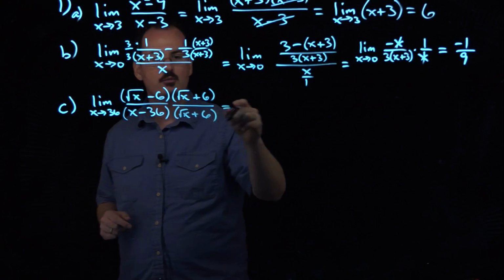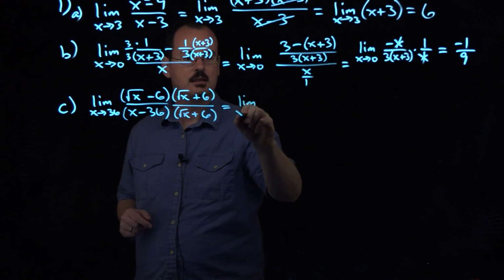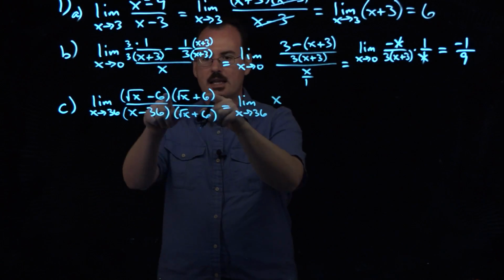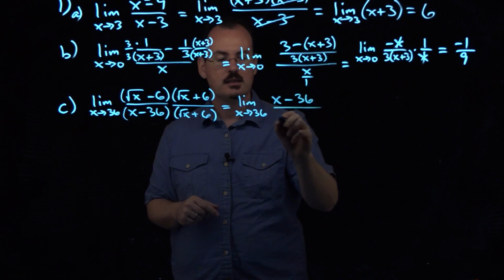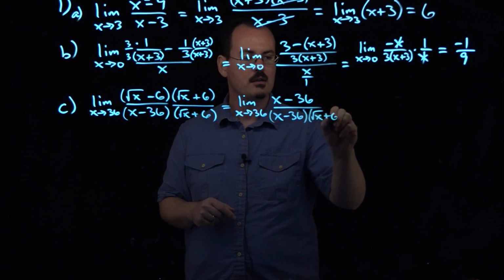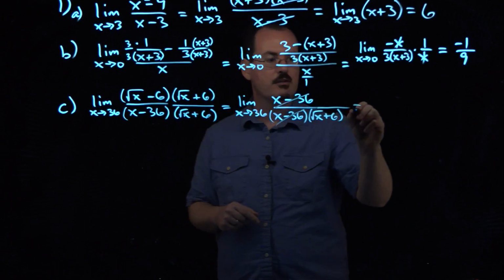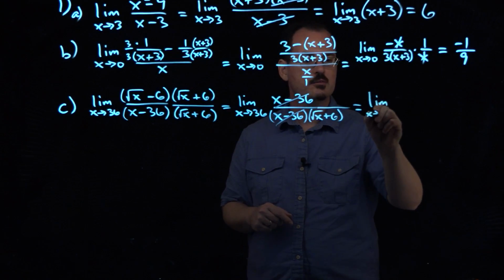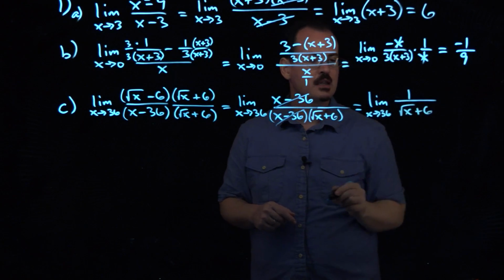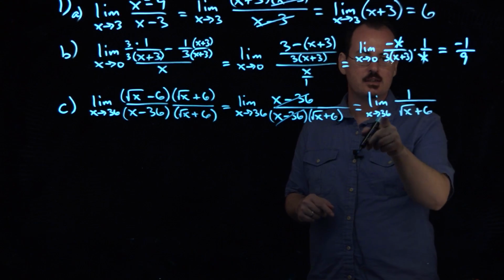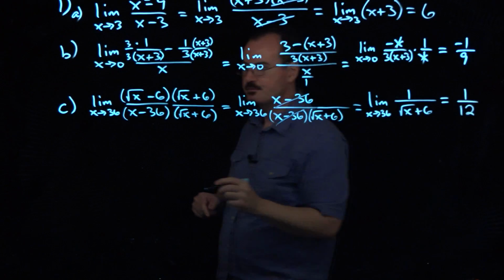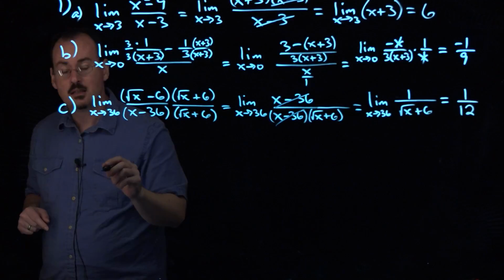And remember what that does in the numerator when you multiply by the conjugate. You basically just multiply the first term times the first term, last term times the last, and then see what you have in the denominator compared to what you have in the numerator now. These are just going to cancel. So we're just left with the limit as x approaches 36 of 1 over square root of x plus 6. At which point you can just plug the 36 in. The square root of 36 is 6. So we're going to have 1 over 6 plus 6, so 1 over 12. That's part C.